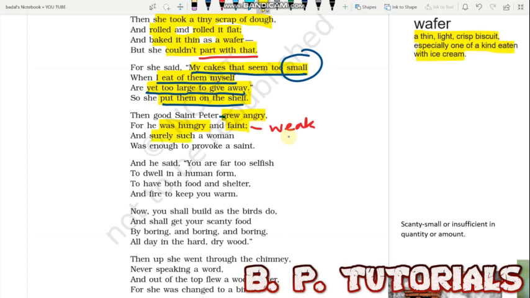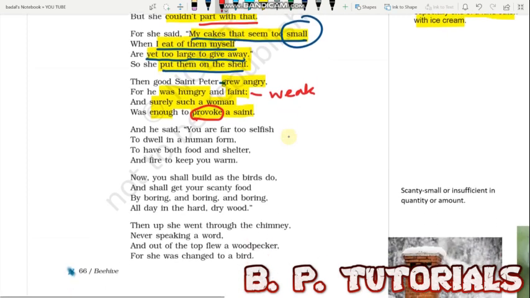And surely such a woman was enough to provoke a saint. It was really selfish behavior of such a woman. It was enough to provoke a saint to be angry. This was quite enough reason for Saint Peter to get angry.